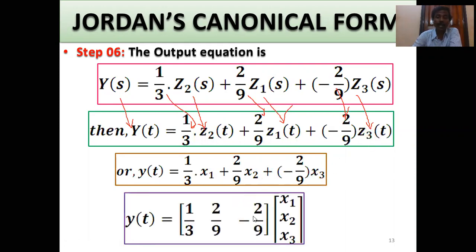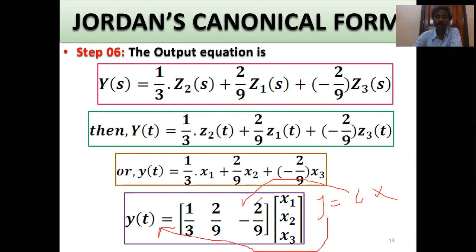So this is the state equation. The first coefficient is 1 by 3, the second coefficient 2 by 9, and the third coefficient minus 2 by 9, times x1, x2, x3. This is equivalent to y equals Cx, where y equals this matrix, C equals this matrix, and x equals this matrix. This is the output matrix.